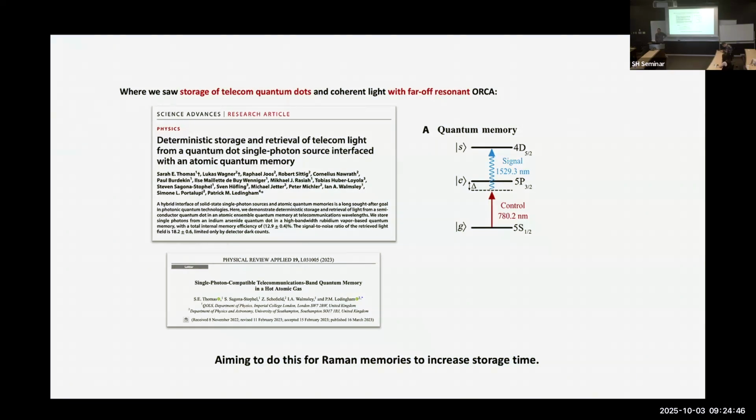Quantum dots are very fast temporally, so they have very broad bandwidth. The fact that you're very far off resonance makes it a lot easier to work with these fast pulses. For instance, we were the first group to store quantum dots in a telecom quantum memory. This was an ORCA configuration. If there's questions after this, I can explain the difference between ORCA and a Raman system, but it's basically a three-level system where one of the levels is stuck at the top.